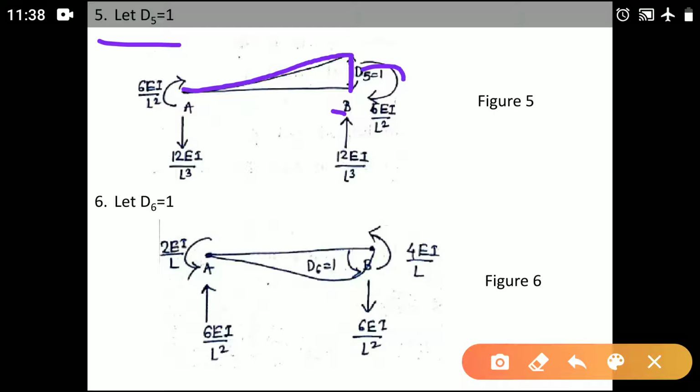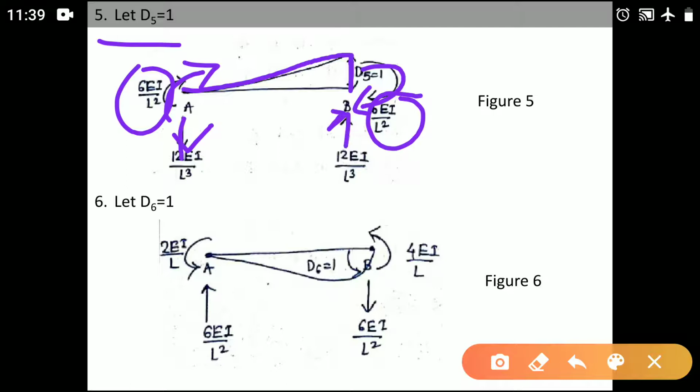So this moment is in a clockwise direction, the same clockwise moment at point A, and the magnitude of the moment is 6 EI upon L square. Moments are in a clockwise direction. Reaction should form an anti-clockwise couple. So the reaction at A should be in the downward direction, and the reaction at B should be in the upward direction. Then and only then can it form this anti-clockwise couple.